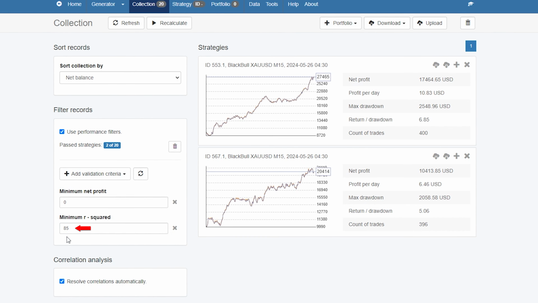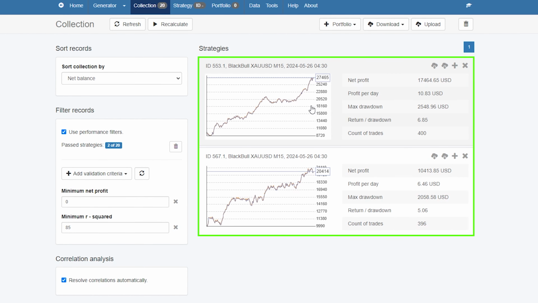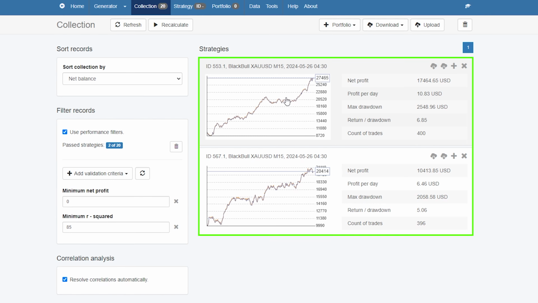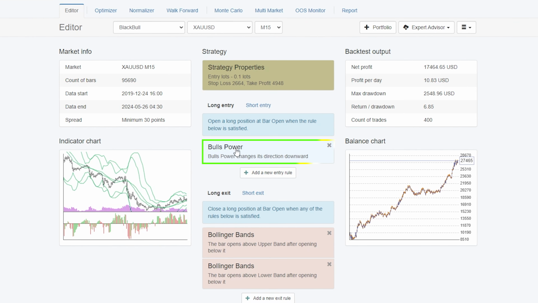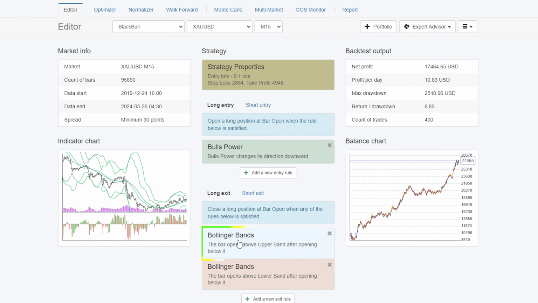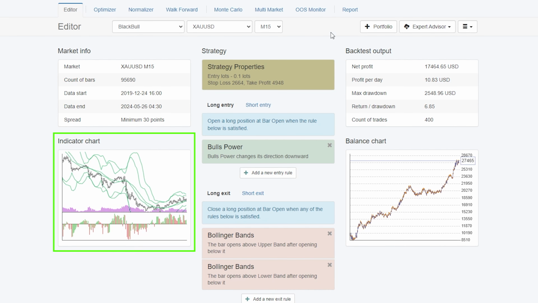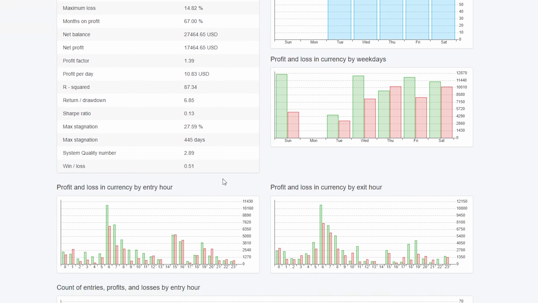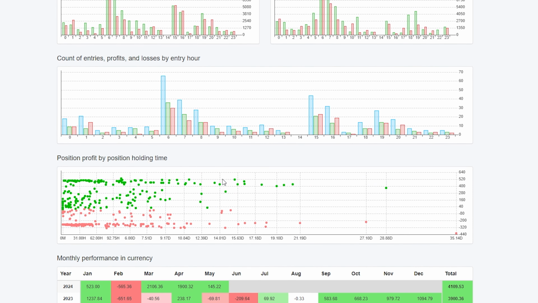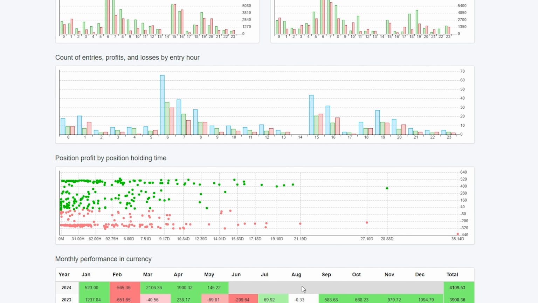I'll go for 85, and I have just 2 strategies left in the collection, and I'll take the first one because it's profiting really well recently, and I'll click on it, and you'll see that it uses the Bull's Power as an entry rule and 2 different Bollinger Band rules as an exit indicator. And it's not only the indicator chart, I can go to the report and see much more statistics for that strategy, and there are some graphs. We can see how the strategy is performing monthly as well.